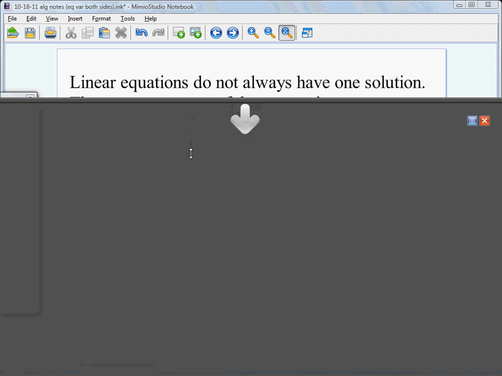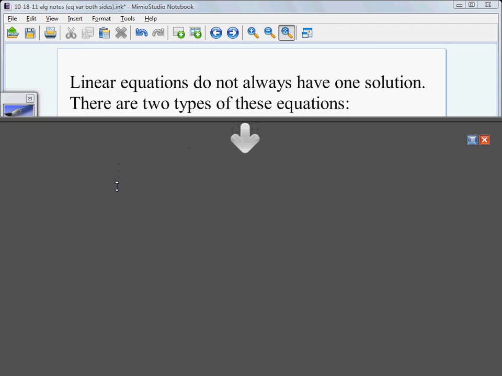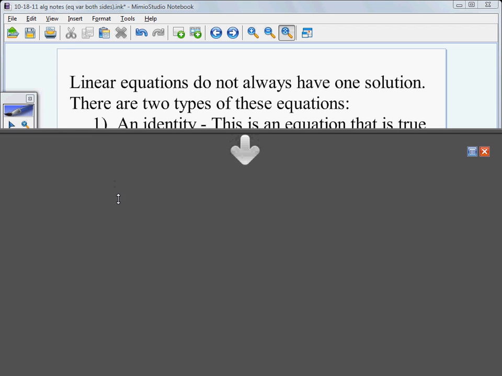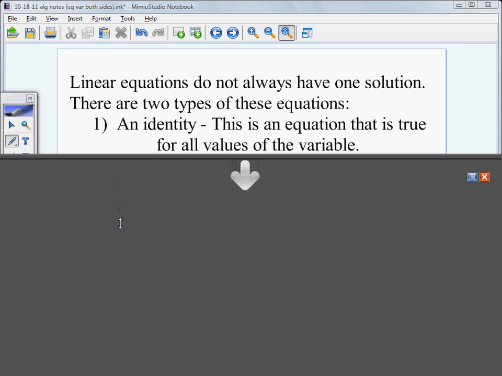Linear equations do not always have one solution. There are two types of these equations. One of them is called an identity. An identity is an equation that's true for all values of the variable, so that no matter what number you put in for x, you would always get a true statement. So all real numbers would be a solution.